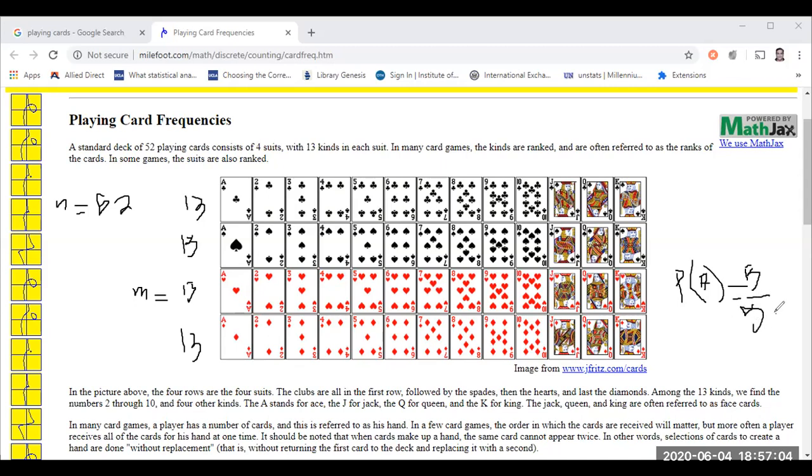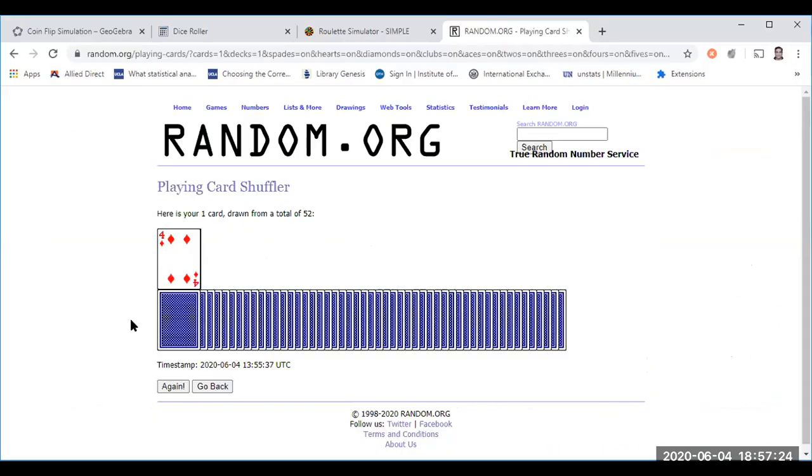Now this 13 by 52 is actually 0.25. So the chance for a heart card to appear is 0.25. That's less likely to happen. So let's run the simulation once more and see. But still, it can happen. Okay. So what is the probability of a heart card? Let's do it again. The chance is 25%.